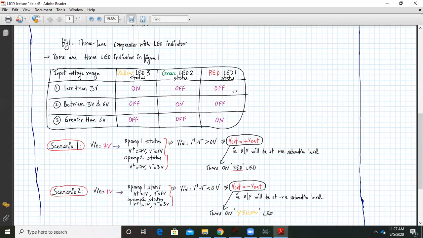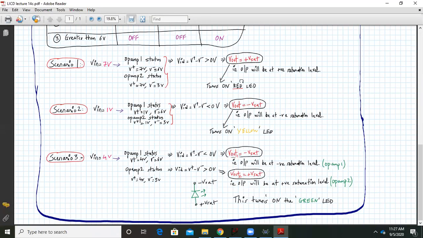Okay. So actually, this is the scenario which we have just now described. It's the same thing. Scenario number 1, 2, and 3. So when Vin is greater than 6 volts, Vin is less than 3 volts, and Vin is between 3 and 6 volts, the corresponding LEDs, the red LED, the yellow LED, and the green LED will turn on respectively. So y'all can go through it. I'll keep it for another 3 seconds and then I'll switch over to the simulation part.